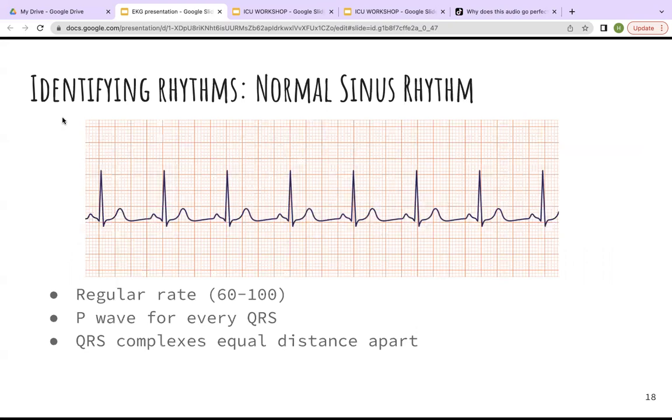So here's the gold standard of rhythms. This is your normal sinus rhythm. The reason it's sinus is because when you have a P wave, that means it's beginning from the sinoatrial node. That's where we wanted to start. It's also the gold standard because our PR intervals are within desired range, and if you were to measure from QRS to QRS, those are going to be equal distance apart. That's how I would love every patient to look, but unfortunately that's not the case. And our rate is going to be 60 to 100 beats per minute.